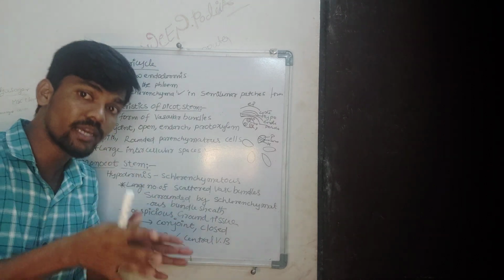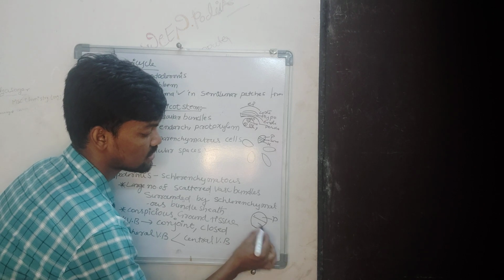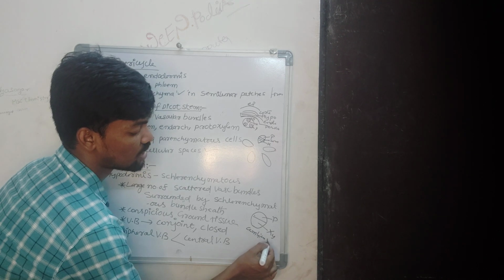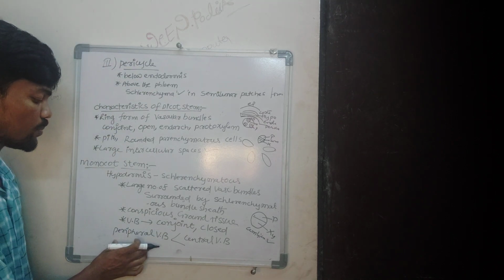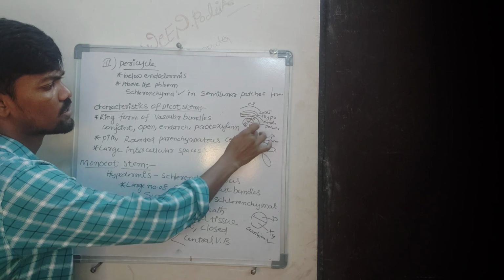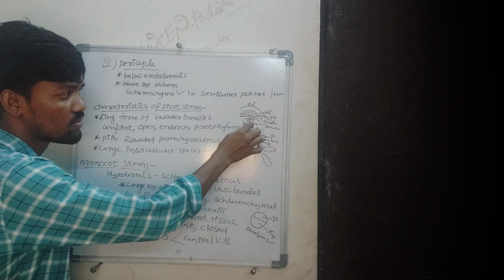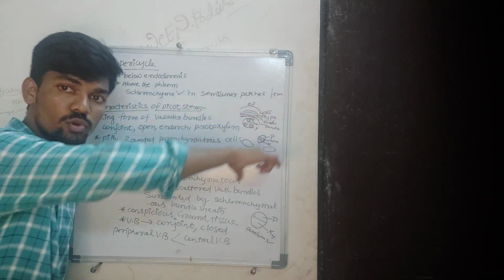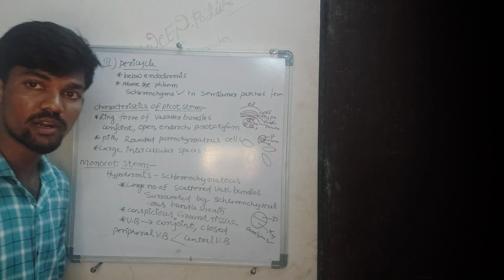Closed means, if it is like this, this is phloem and this is xylem, and no cambium will be present. Cambium is absent in the monocot stem. Next, peripheral vascular bundles. The peripheral vascular bundles are fewer than the central vascular bundles. Central vascular bundles are more numerous than peripheral ones. On the peripheral side we also have vascular bundles, but their number is less than the central vascular bundles.